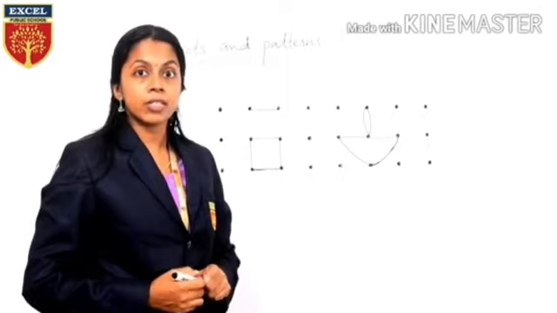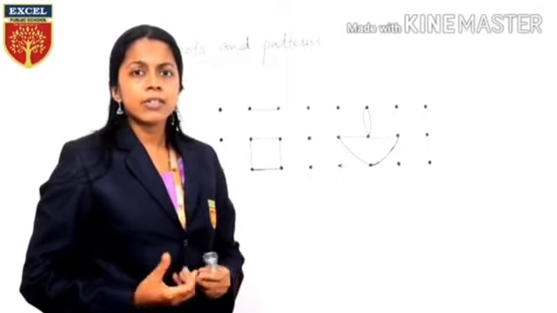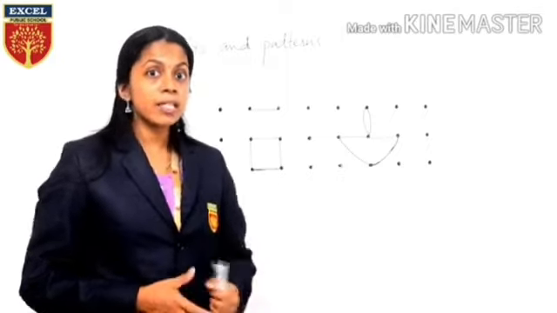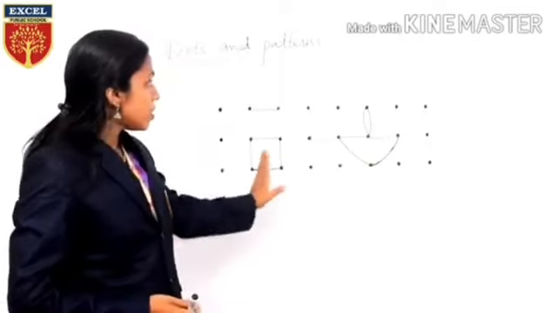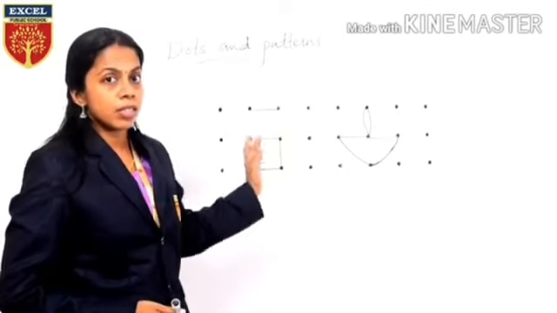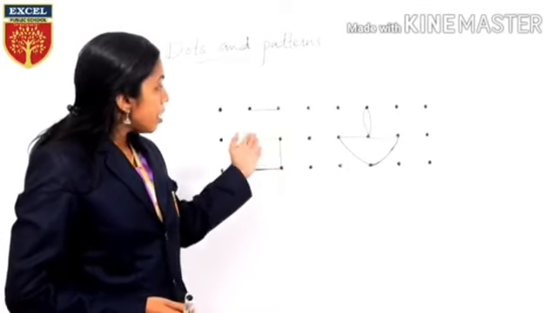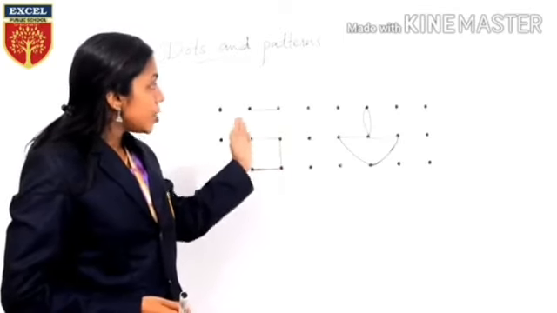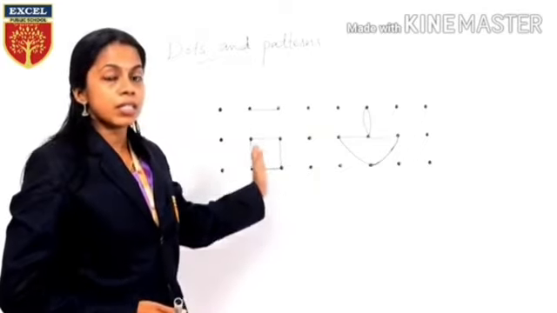So children, did you understand what is a dot grid? What is a dot grid? A dot grid means a number of dots that are arranged in an equally spaced manner.